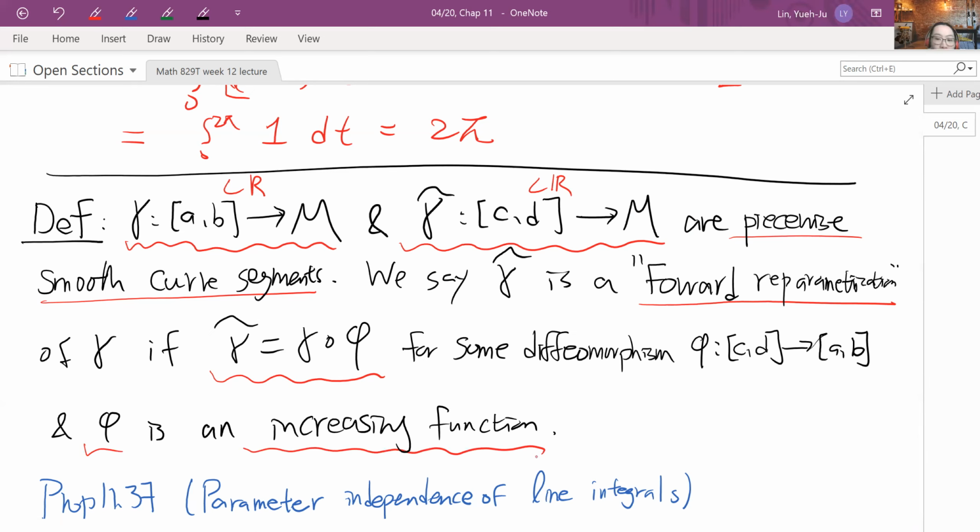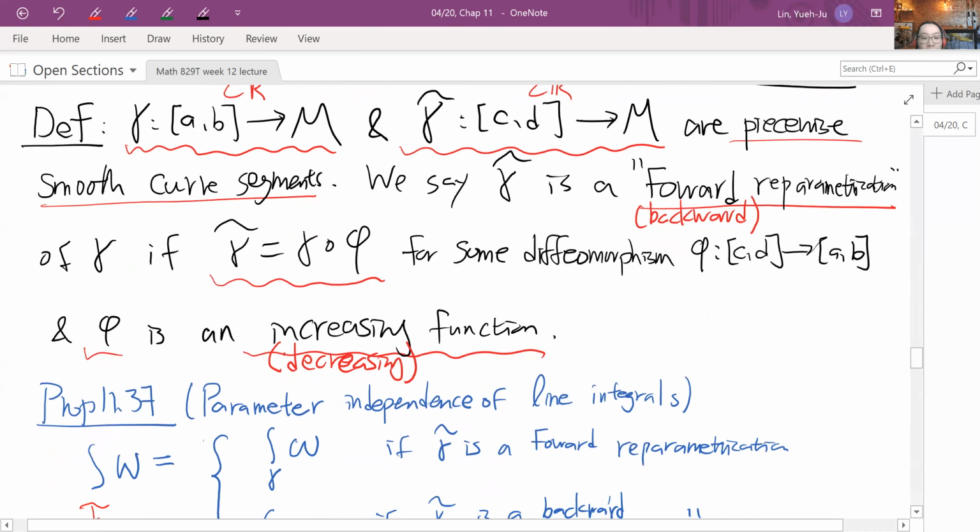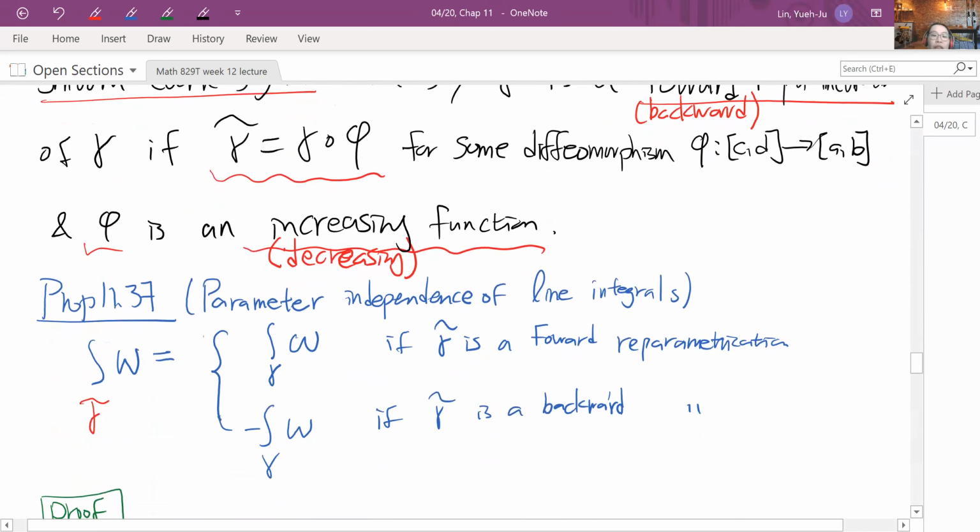And of course, as you can imagine, I can also define what we call the backward reparametrization. It is a backward reparametrization if phi is a diffeomorphism plus it's decreasing, right? So it means literally you're tracing the same curve backward. So now if that's the case, then you can see that we really have this independence of the parametrization.